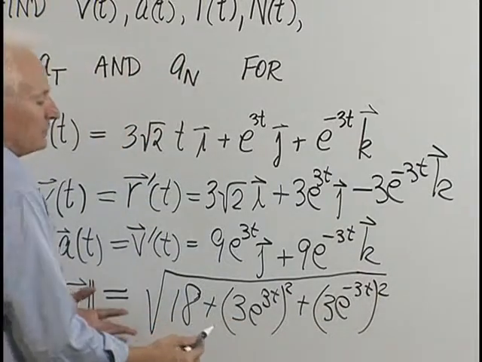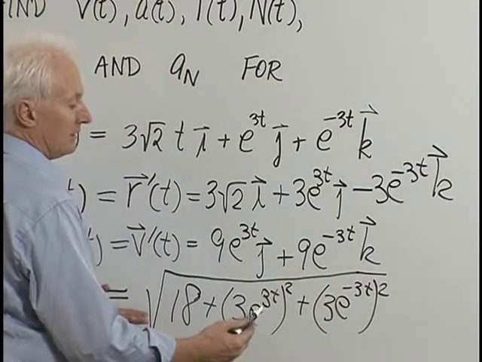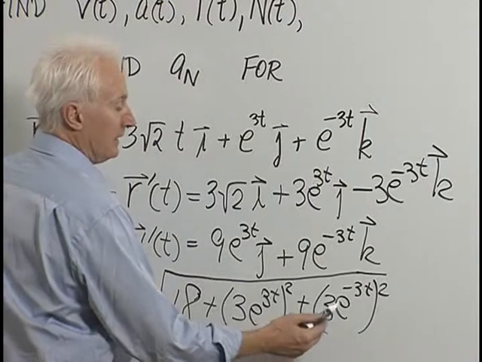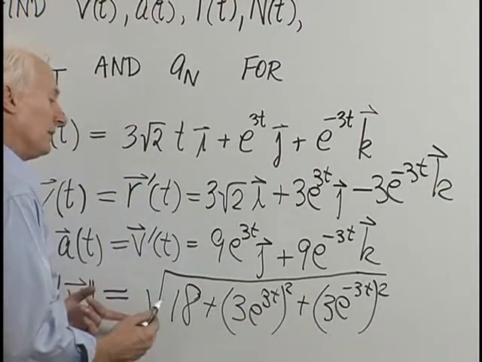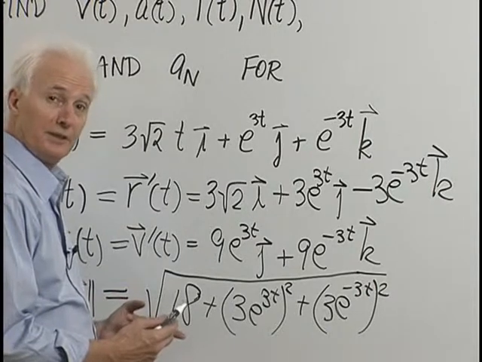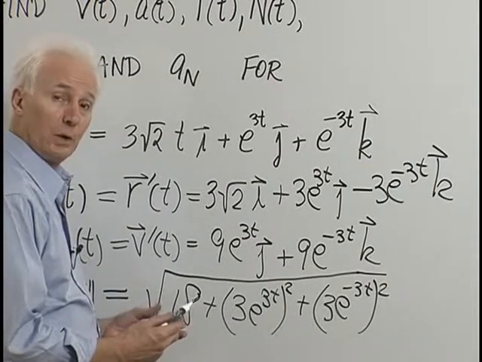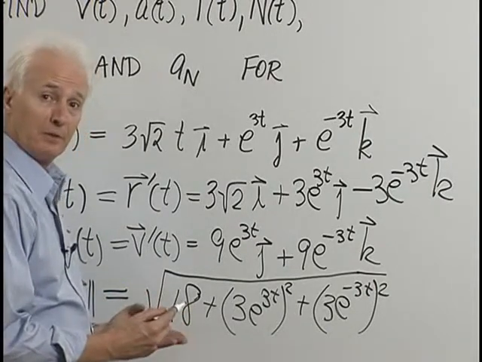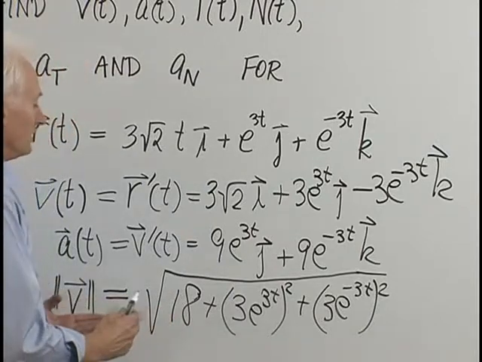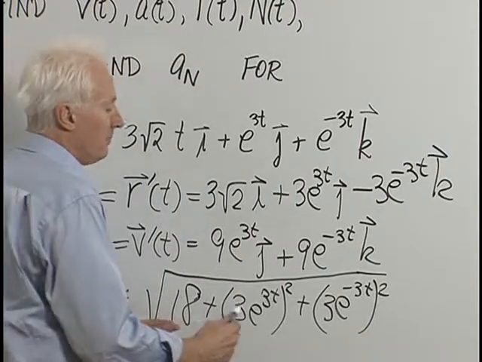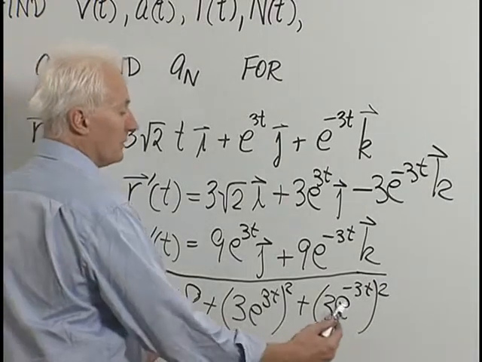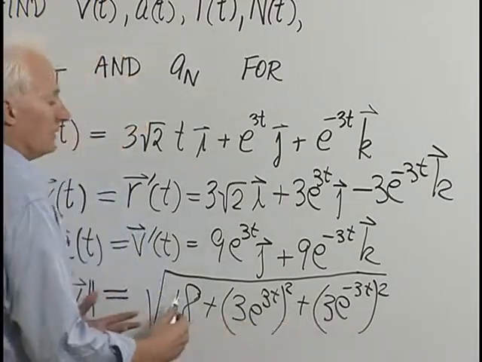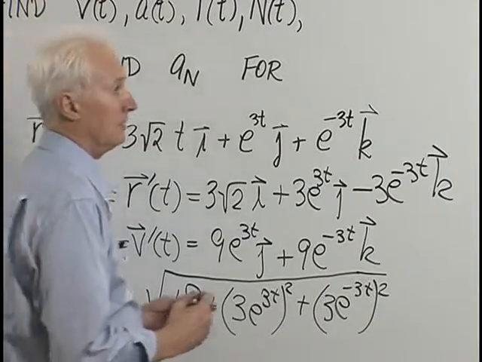Now, we could go ahead and square these out. This would be 9e to the 6t plus 9e to the negative 6t. But I want to show you something here, because this is a kind of a trick that's often performed in these types of problems that you'll run into. That is, something's been done to make the velocity actually be the square root of something that's a definite square, so that you can get quite a simplification.